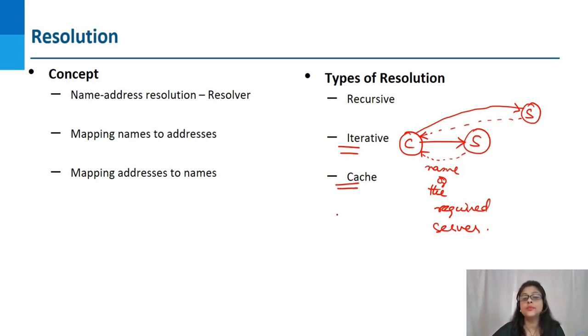Cache type of resolution means many a times the servers get requests from the clients, and instead of throwing away the requests, it stores them in a file, in a cache file. Later on, if the same client makes a request, then the server looks into the cache memory, and if it finds the desired result, it can give it back to the client. So it can save a lot of time and space.